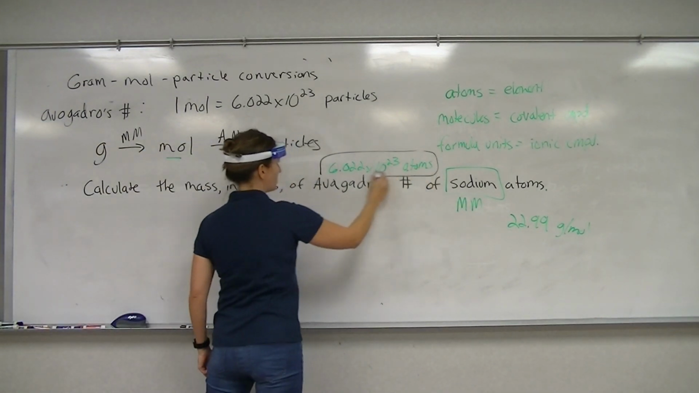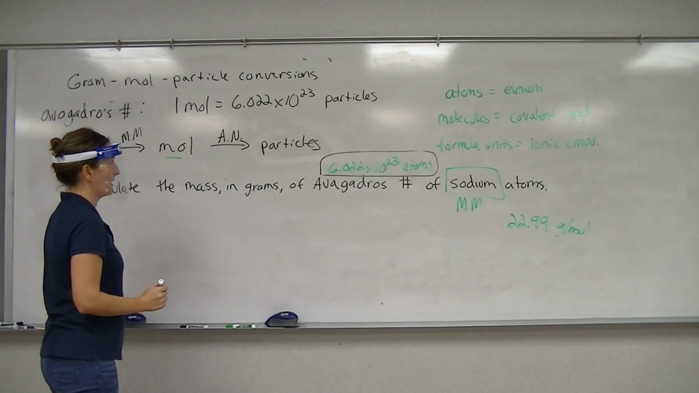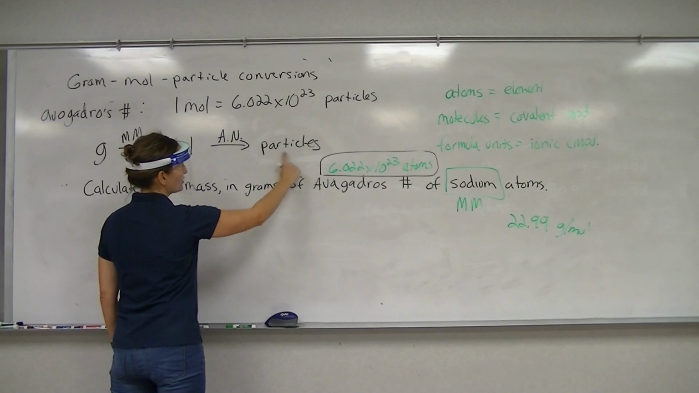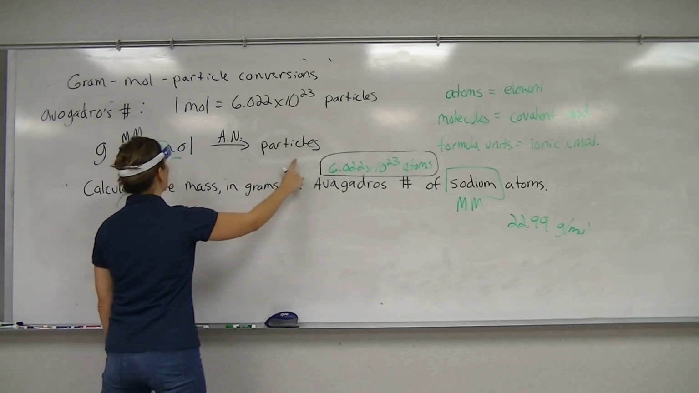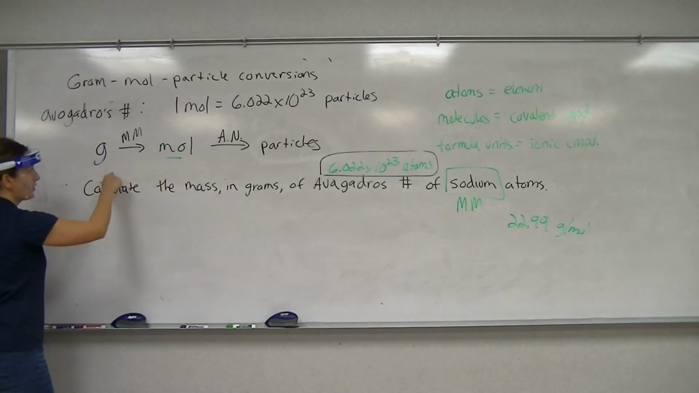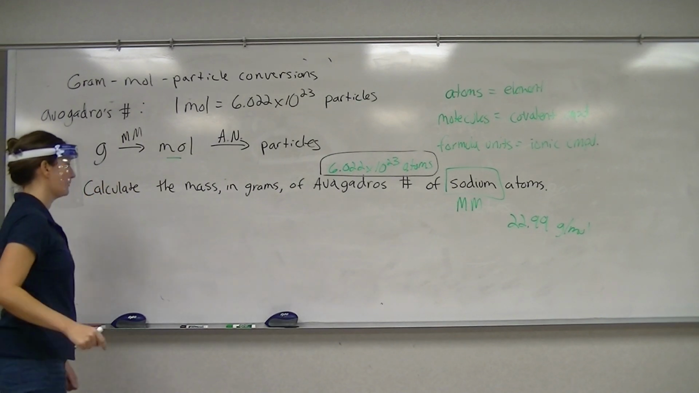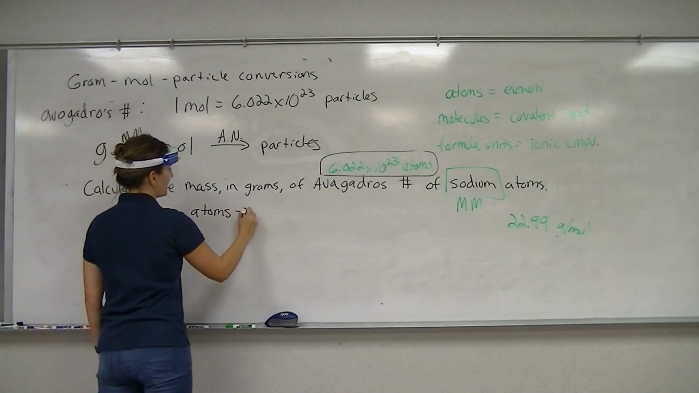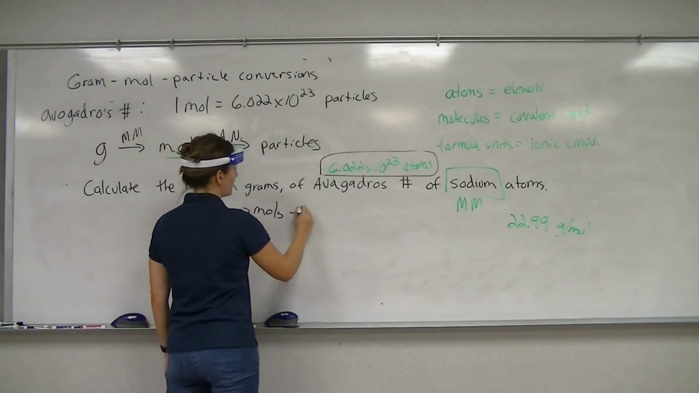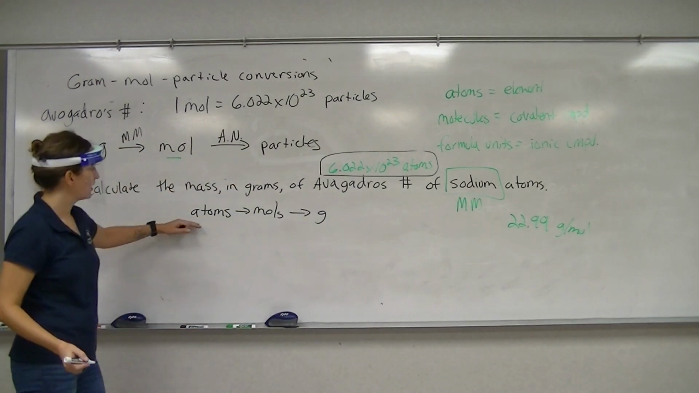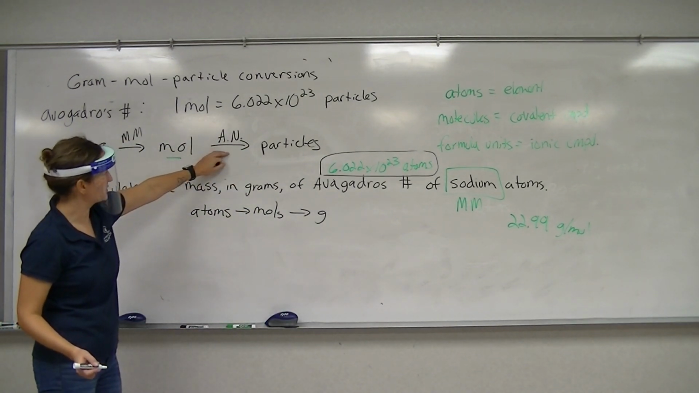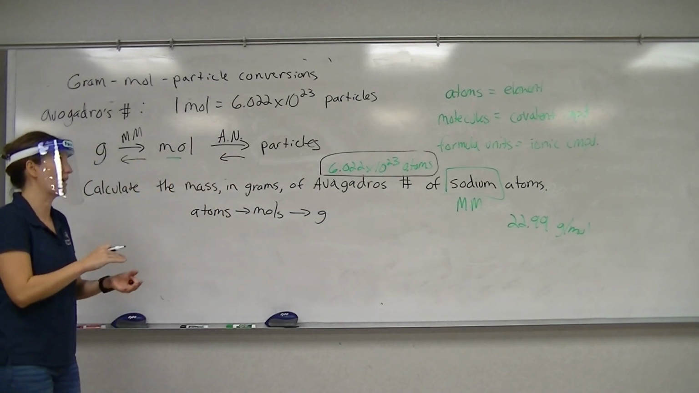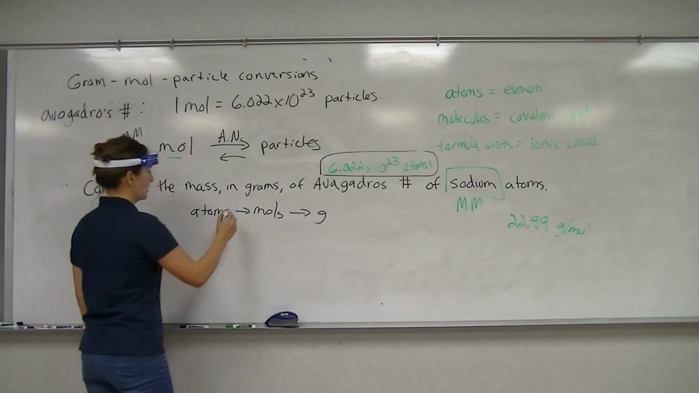this is what you start your railroad tracks with. Okay? Now they want you to get all the way to mass. So they're giving you atoms, they're starting you here at the end, and they want you to go to moles, and then they want you to go to grams. So it's a two-step process. So this first step, you're still using Avogadro's number. Okay? Even though you're going backwards, you're still using the same information. You're just using it in a different way. You're going to be dividing instead of multiplying, for instance.